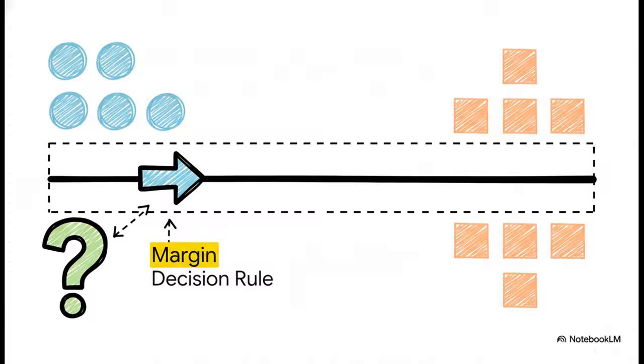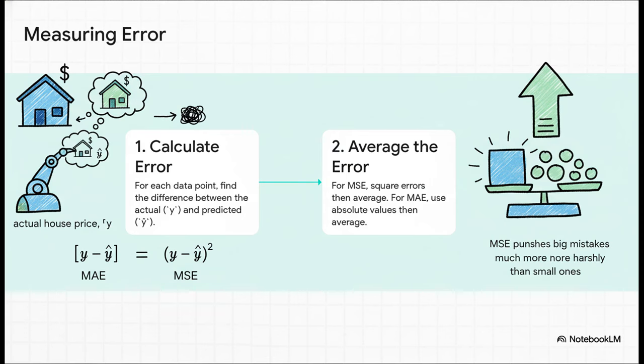So, for any prediction model, we have to know how wrong it is. We have to measure the error. Let's use a house price example. Say the actual price of a house is $300,000, but your model predicted $280,000. The error is 20K. For another house, the actual is $500K, and you predicted $510K.